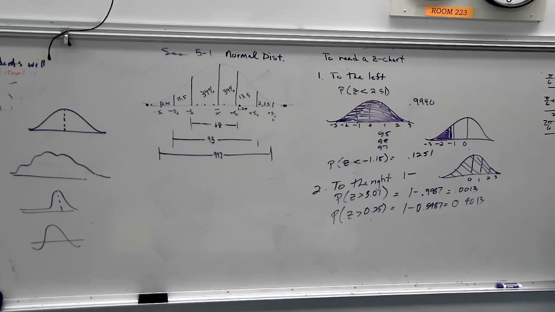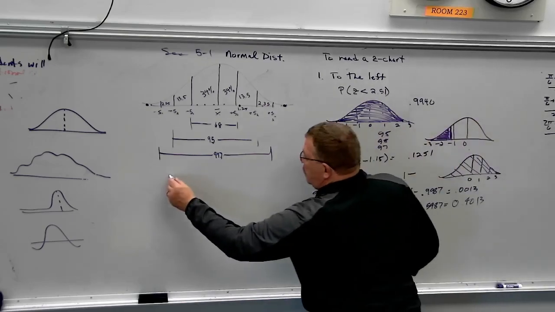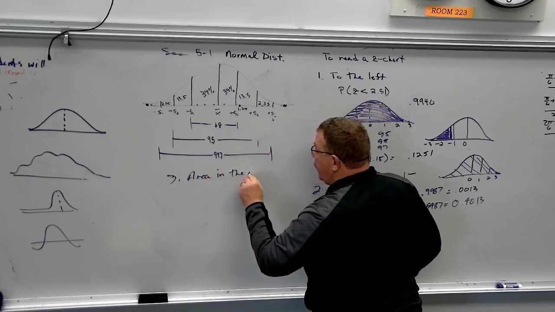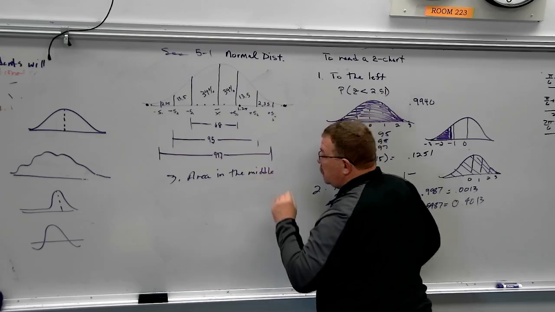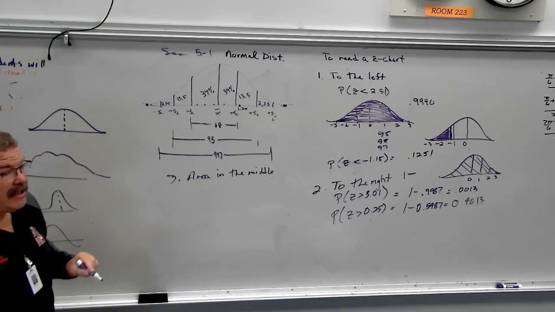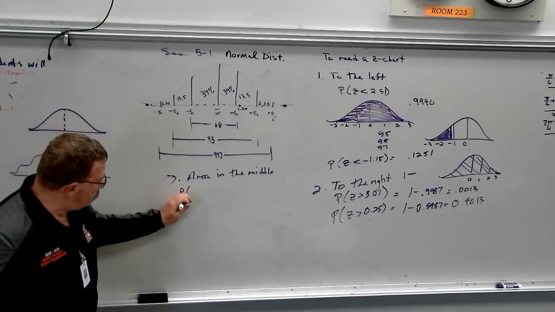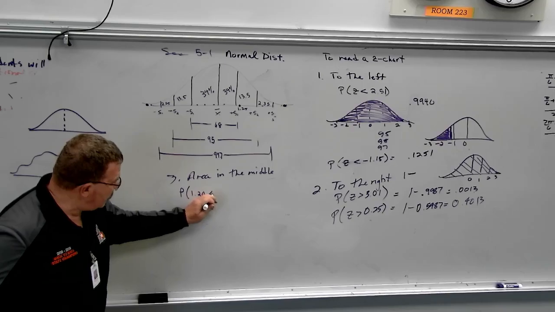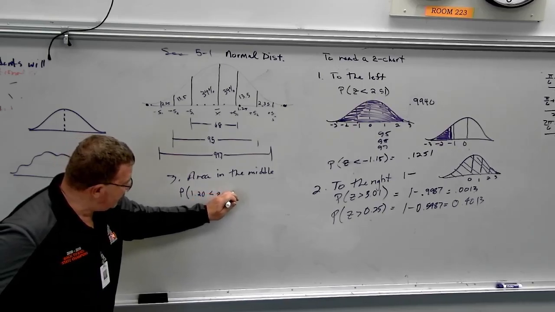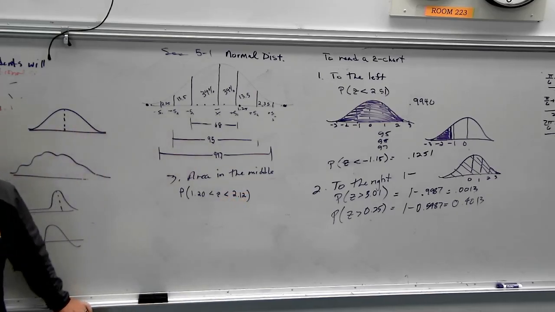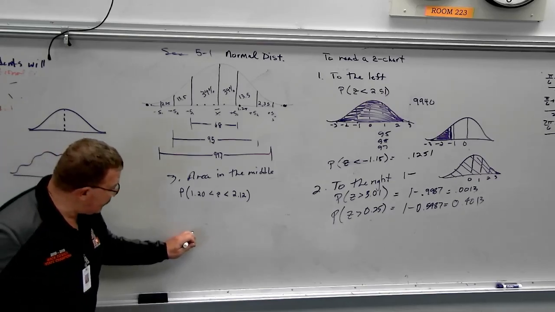Here's your last scenario. I guess this would be considered the hardest one: area in the middle. You're finding area in the middle. Here's what it looks like. Let's go 1.20 less than Z less than 2.12. You're finding the area in the middle. Here's what it looks like as a graph.